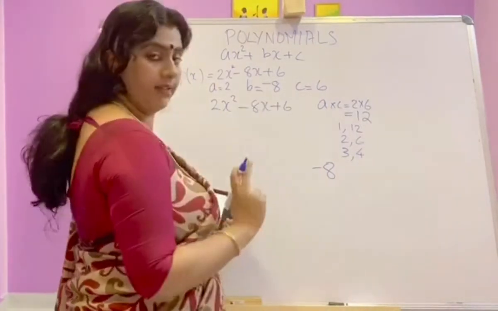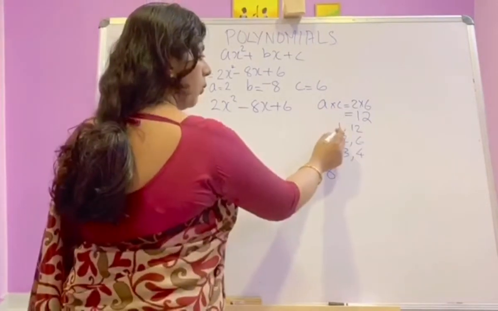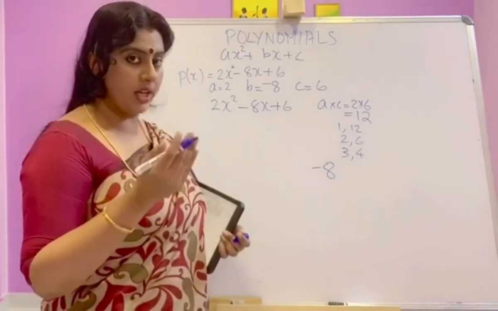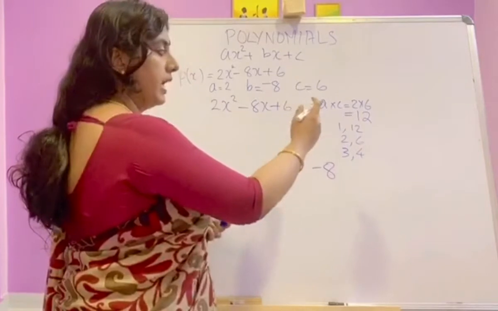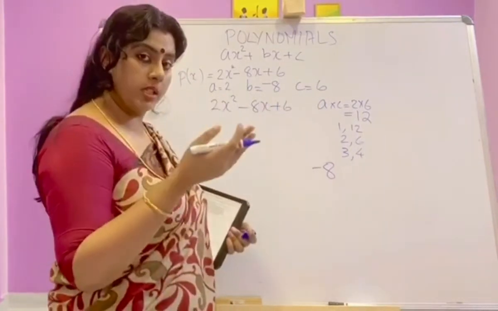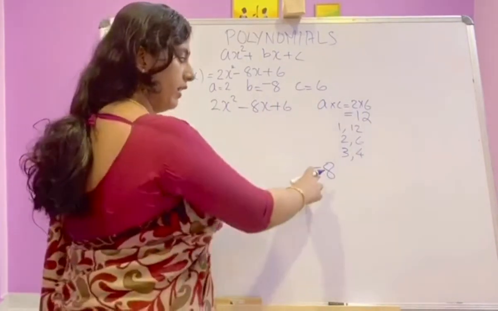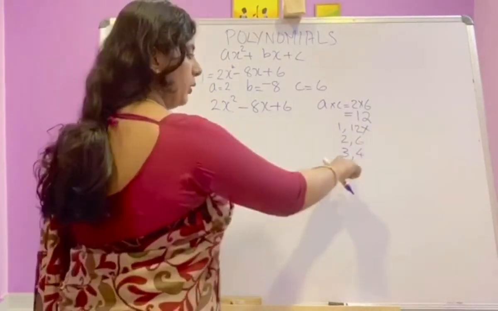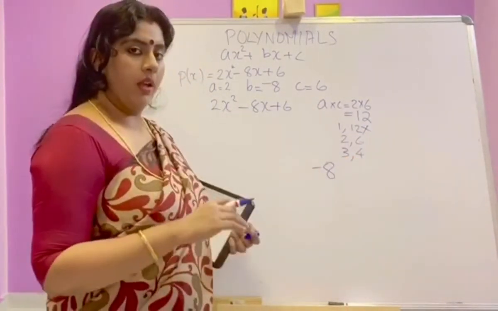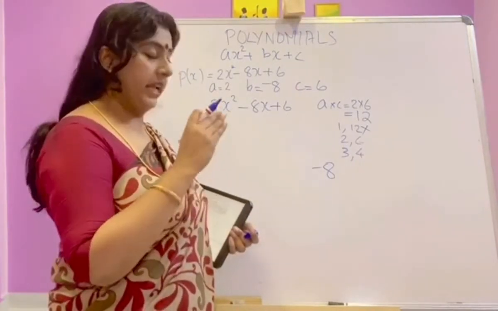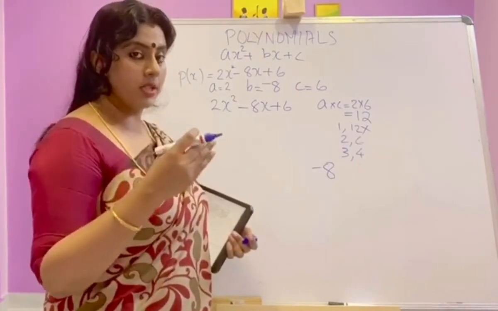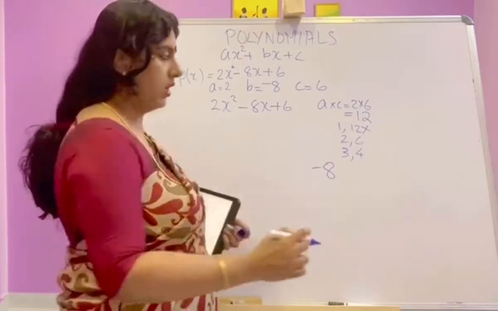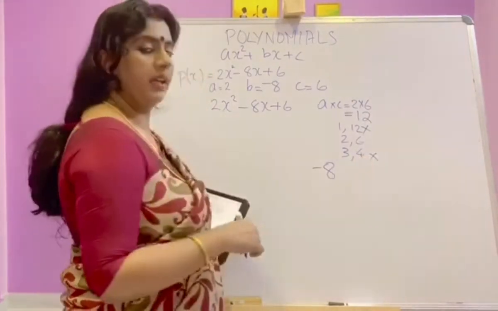That is, b is negative 8. Now look, 1 and 12. After doing subtraction or addition of -1, -12 or +1 or +12, there is no chance of getting -8. So this is not the pair. Now what about 4 and 3? After adding or subtracting -3, -4, +4 or +3, we will never get the answer -8. So this is not the pair.